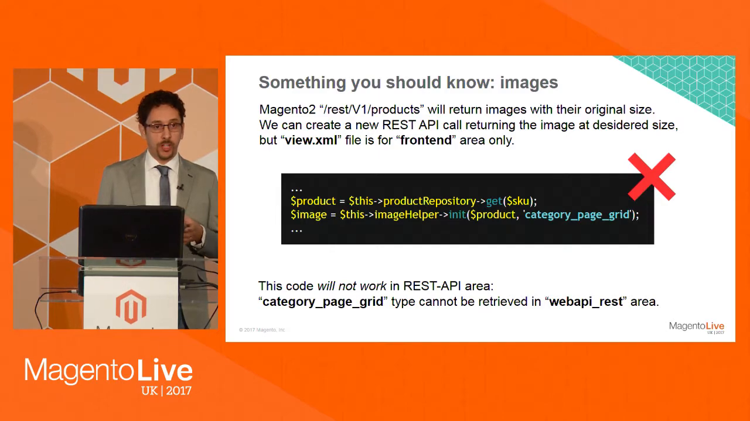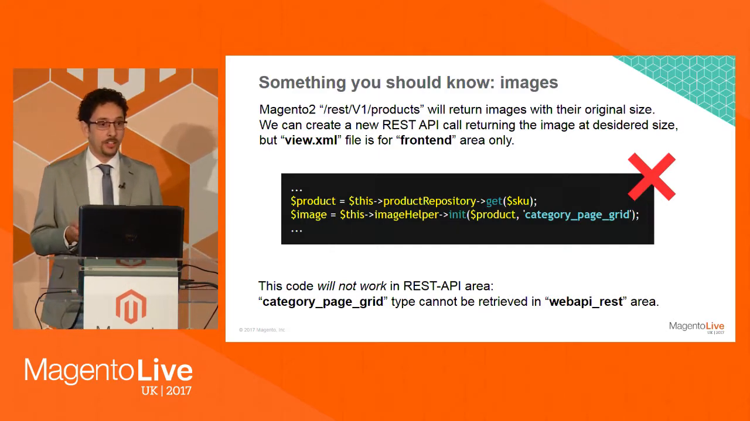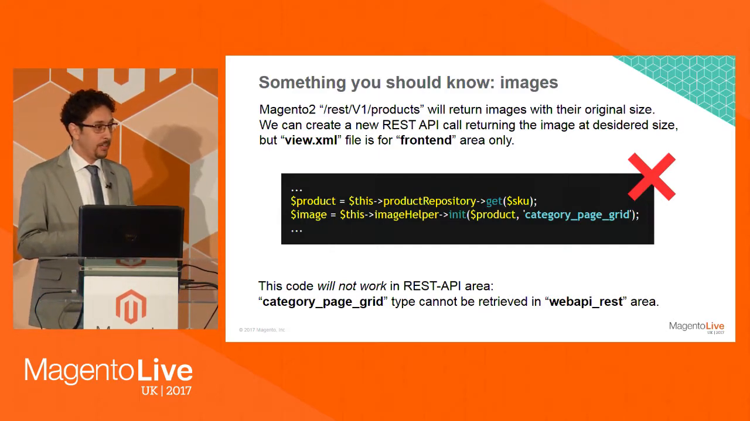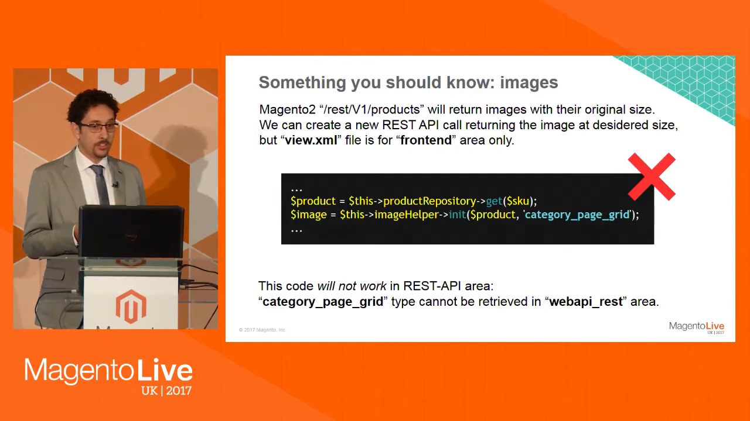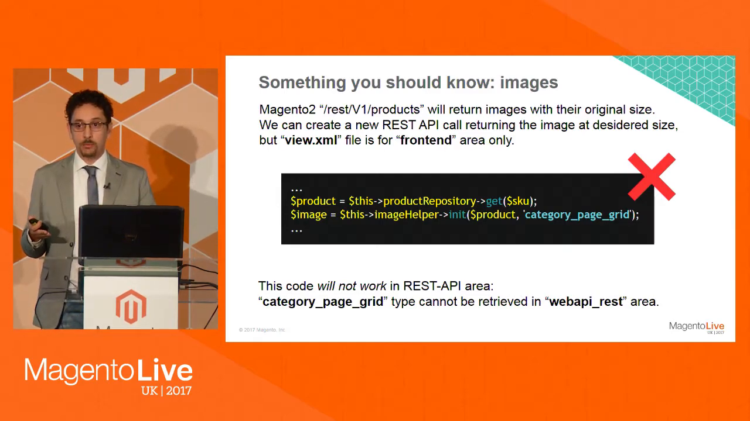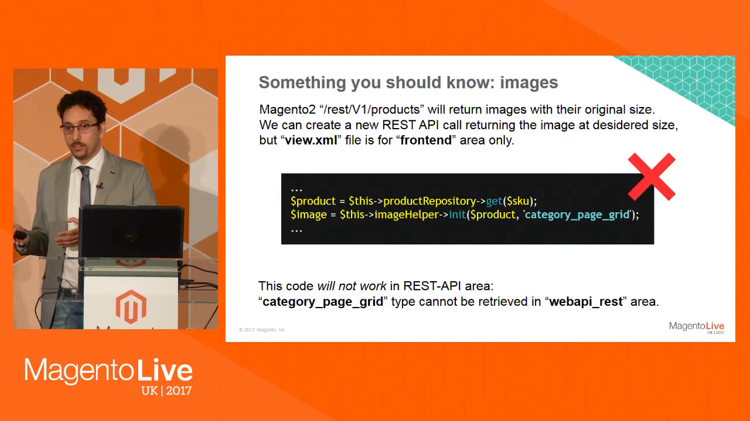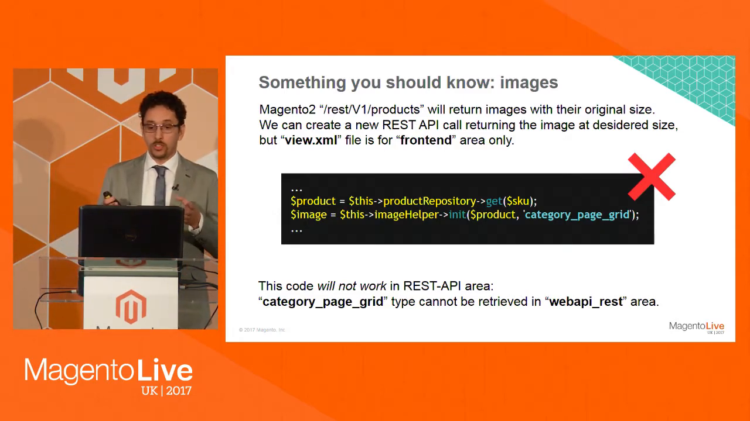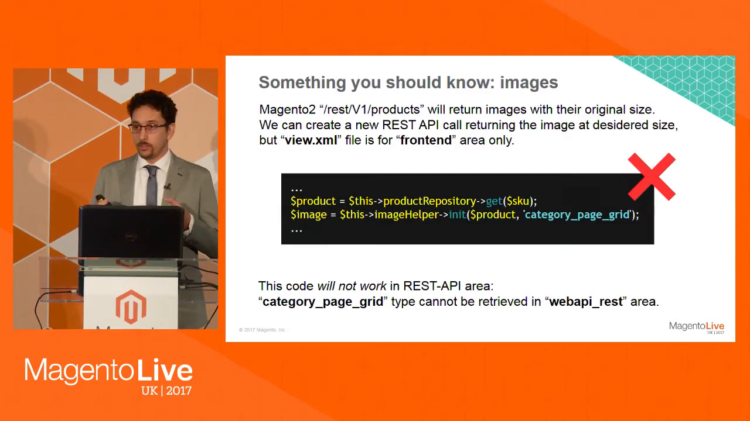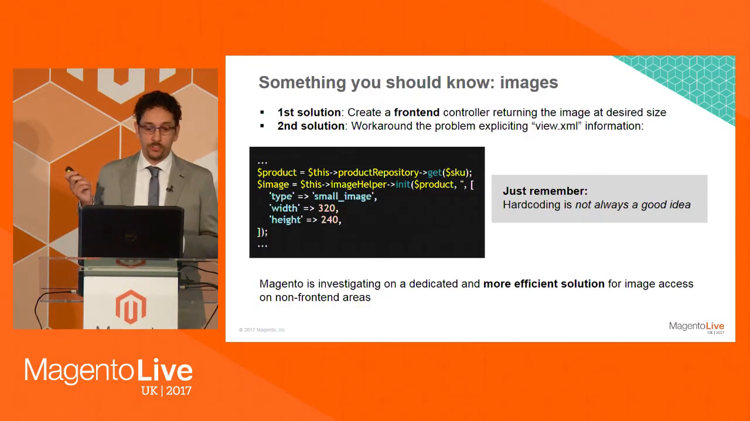This category page grid is a symbol defined inside the view.xml file. But this file is not available in the Web API REST area, so it will not work. This code will not work for REST API. So if we want to get a resized image in Web API, we have two different solutions.